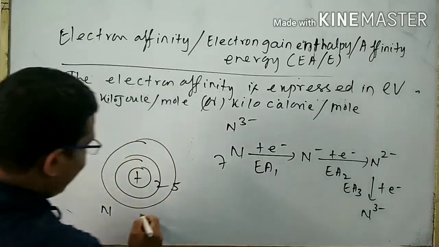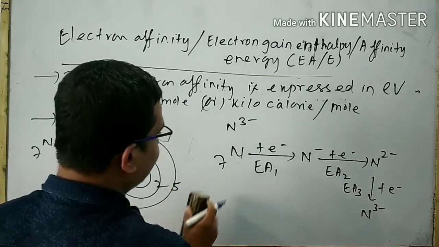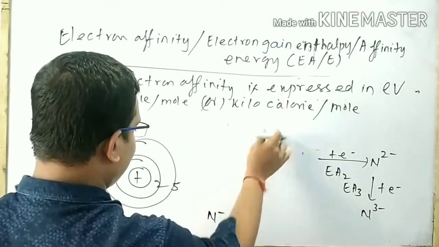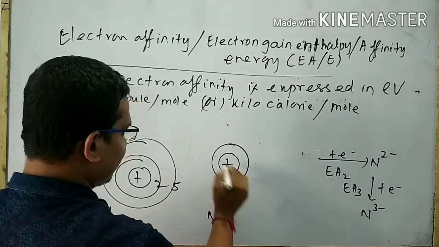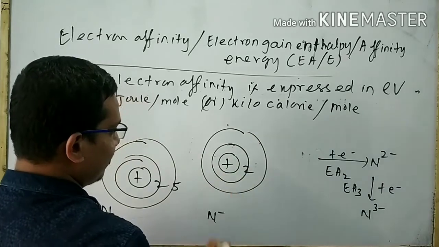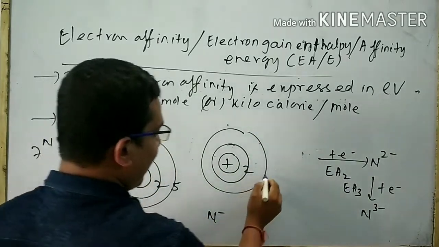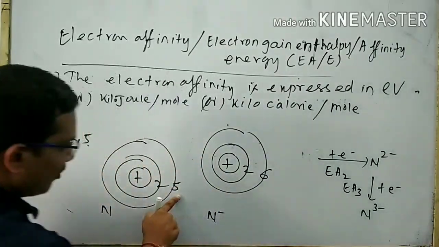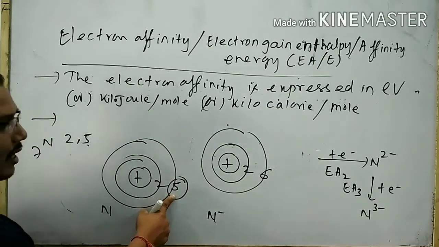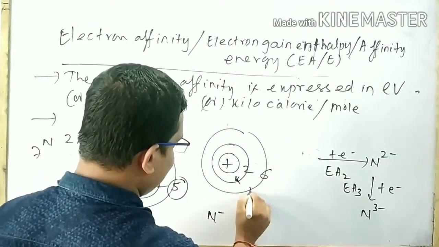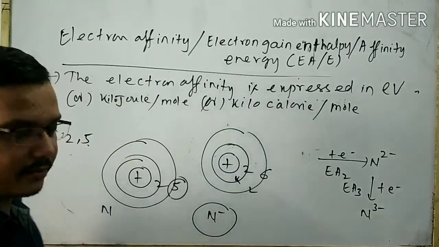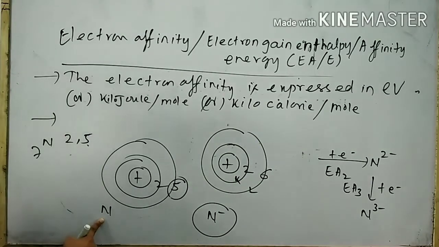When the first electron is added to the nitrogen atom, what will happen? It is converted into N minus, and the electron configuration is like this: 2 electrons in the K shell and 6 electrons in the L shell. One electron is added in the lower energy level and that converts 5 into 6. This is your K shell, this is your L shell. Now the atom is converted into N minus. Here the nitrogen is considered as an atom and it is neutral.